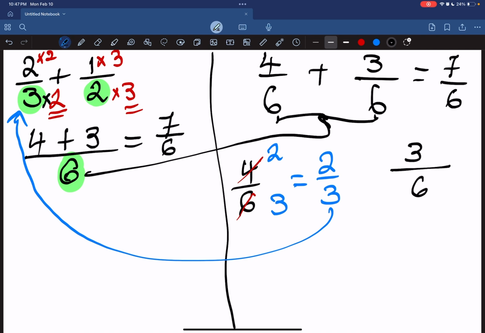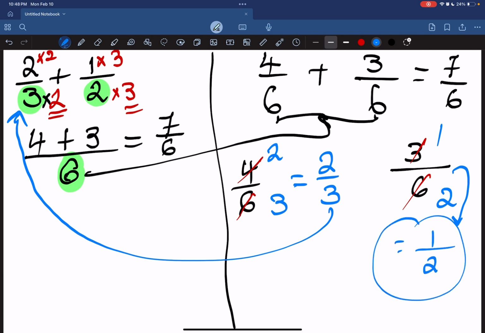3 over 6. If I'm supposed to reduce it, what can go into both of them? Clearly 3. 3 into itself one time, 3 into 6, 2 times. So that's now going to leave us with a half. And this half is the same as the half that we had originally up here. That's the basic understanding of fractions.